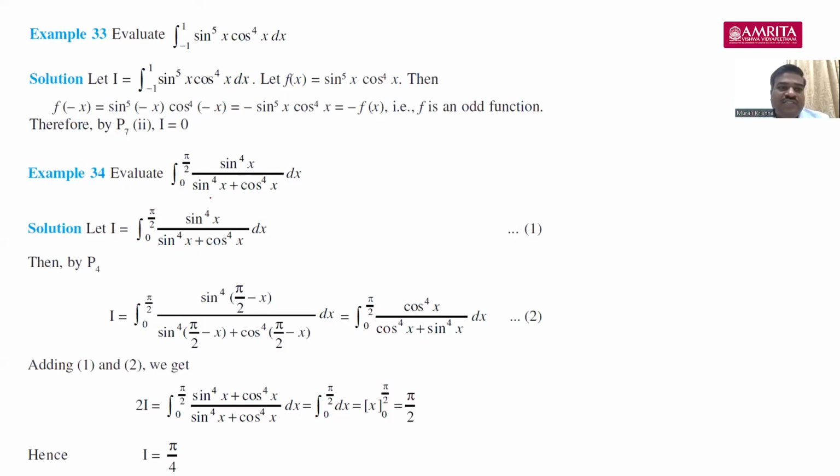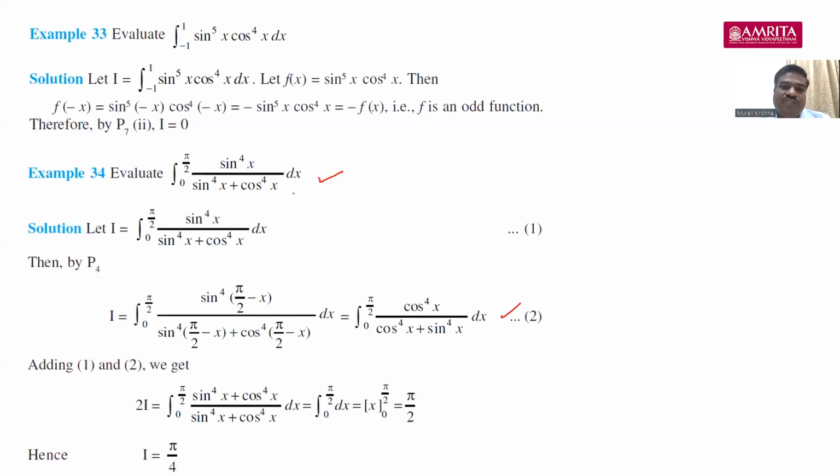Similarly, in this example you can see sin power 4 x by sin power 4 x. See, luckily this falls under property P4. Replace x with pi by 2 minus x, and you see a new expression is coming. This is the original problem, and the original problem's answer is the same as the other problem. So this is also I, this is also I. The original problem is converted to another expression where the integrand is different.